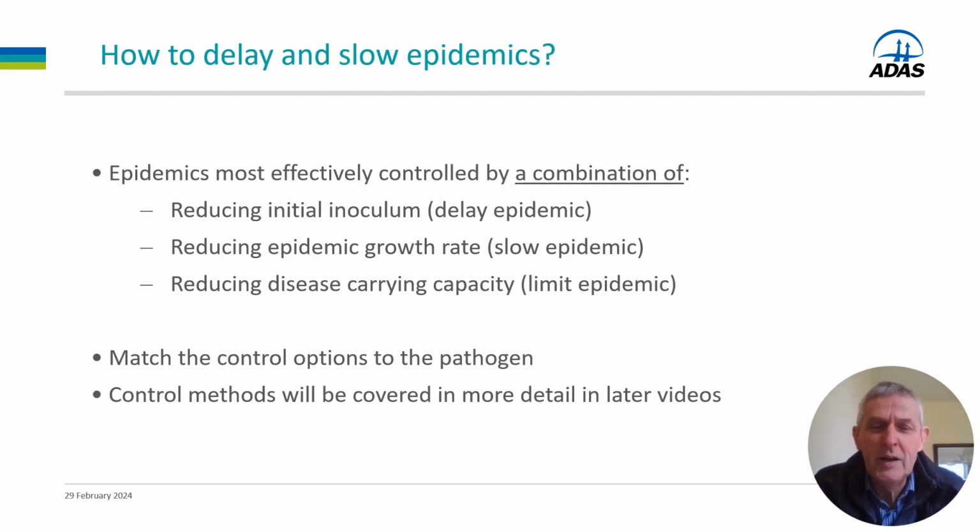So to conclude, it's most effective if we can control epidemics by a combination of delay, slowing the epidemic and limiting the carrying capacity. We need to match the control options to the pathogen, and we'll cover the control methods that are available to us in more practical detail in later videos.